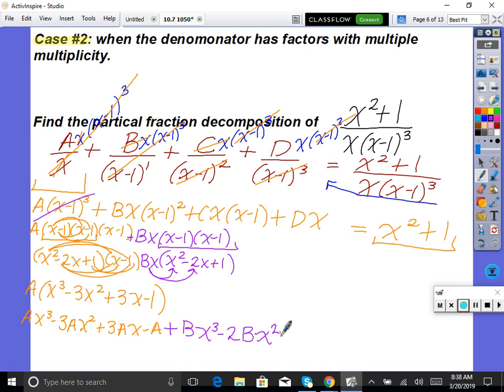You got to be very precise. If you accidentally write minus 2bx, the rest of your problem is going to be wrong, clear to the end. And you're not going to know where. And you're going to have to start over. And then we have plus bx, okay.